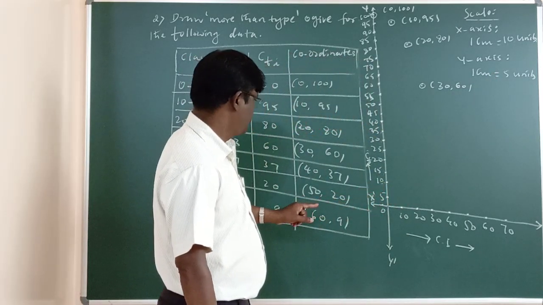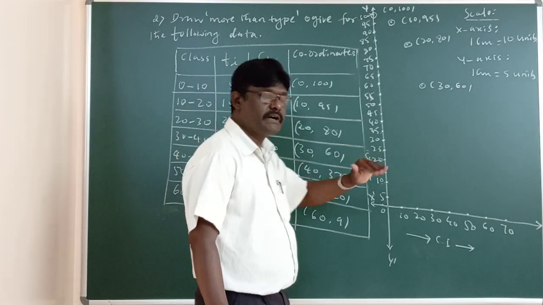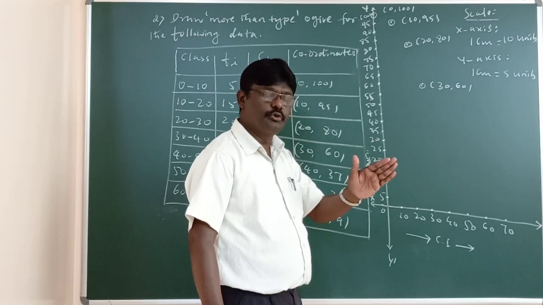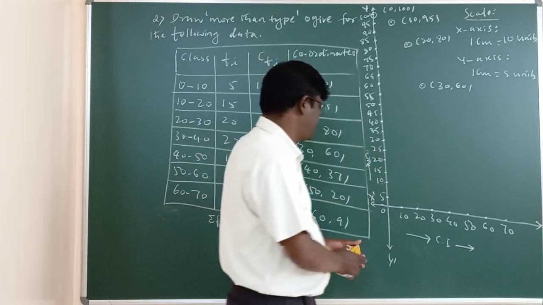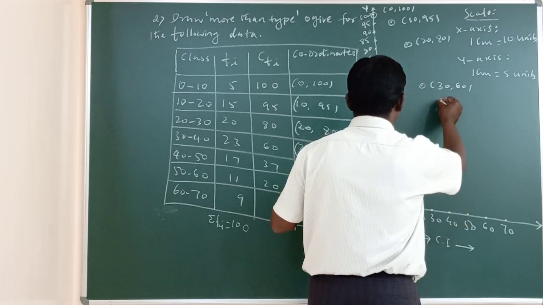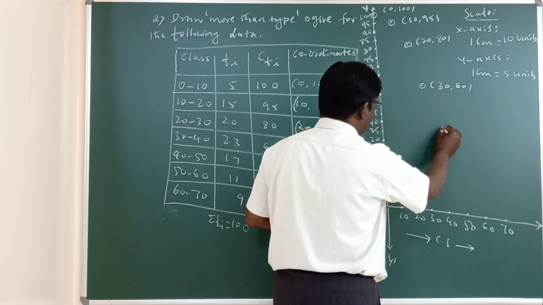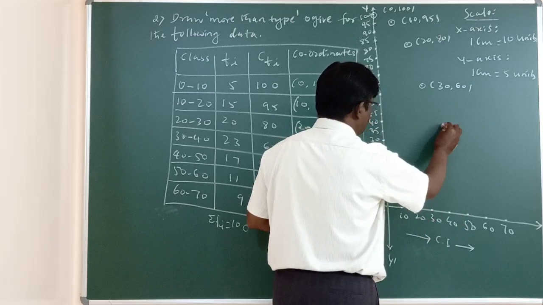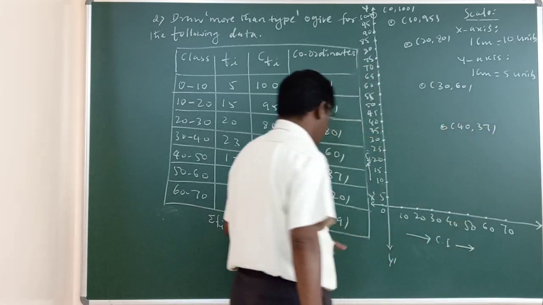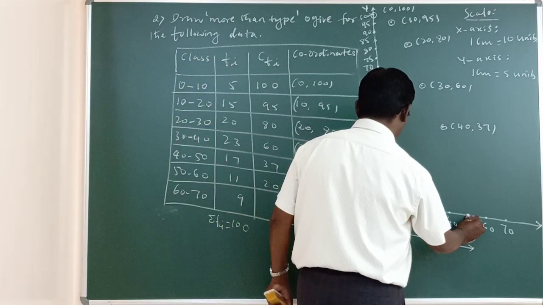Next 30, 60. Then 40, 37. 37 means after 35 plus 2. So 2 units means 4 divisions. Therefore 35 is here, then 4 divisions to 40, 37. Next 50, 20.